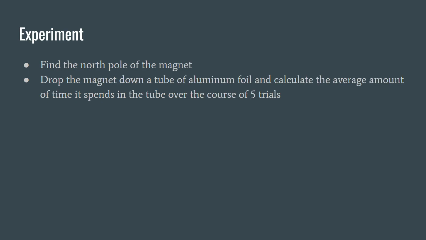So for the experiment, we first had to find the north pole of the magnet, and then from there we drop the magnet down a tube of aluminum foil and calculate the average amount of time it spends in the tube over the course of 5 trials. To find the time spent in the tube, we take from the moment the magnet is dropped to the moment the magnet enters the tube to the moment the magnet exits the tube.